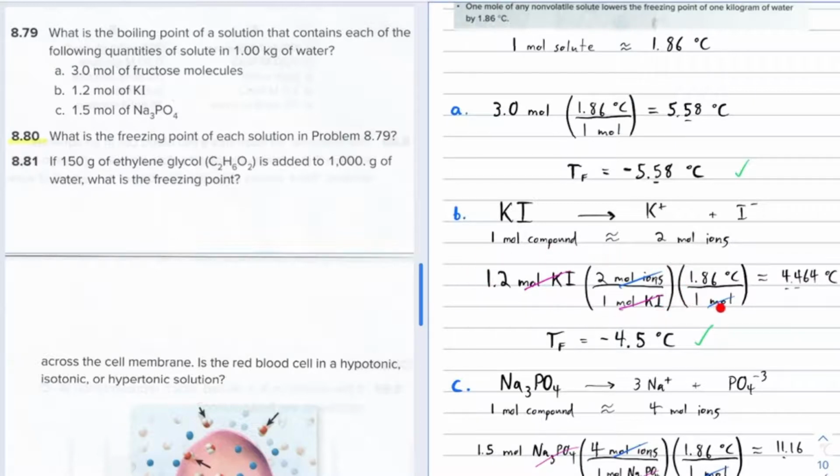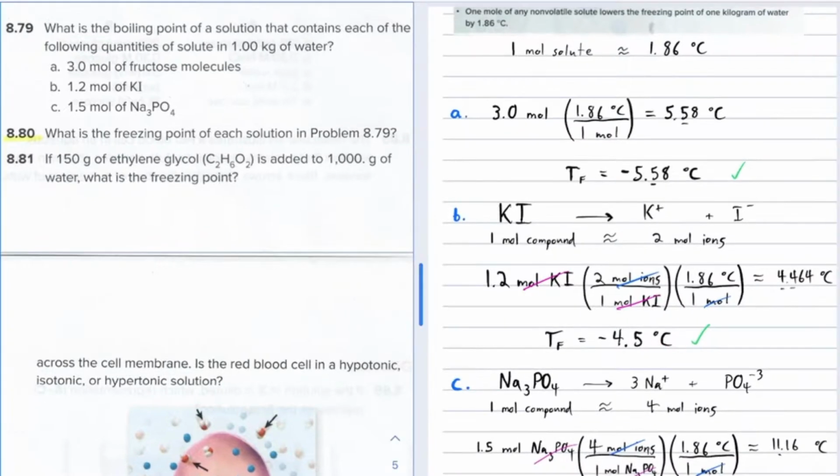And then for every mole of particles, it's going to be a 1.86 degrees Celsius drop. And you can see how the conversions are strung together, and doing the calculation gives you 4.5 degrees Celsius drop. So the new freezing point is going to be negative 4.5 degrees Celsius.